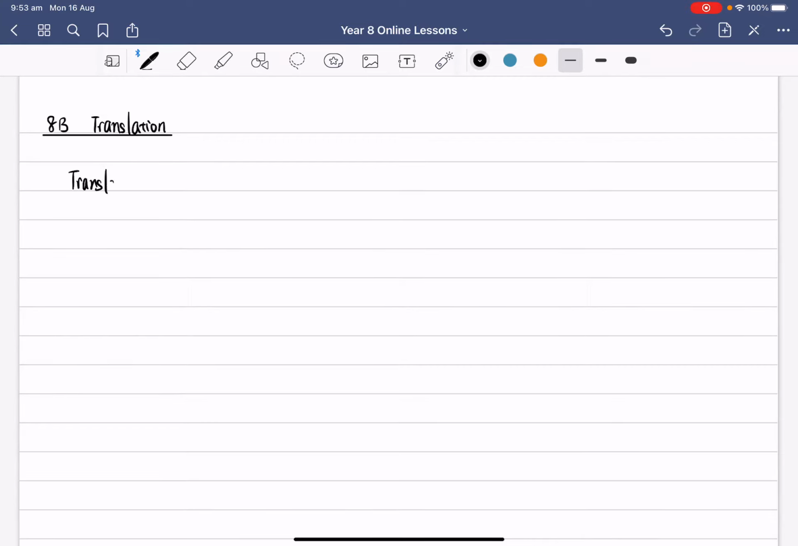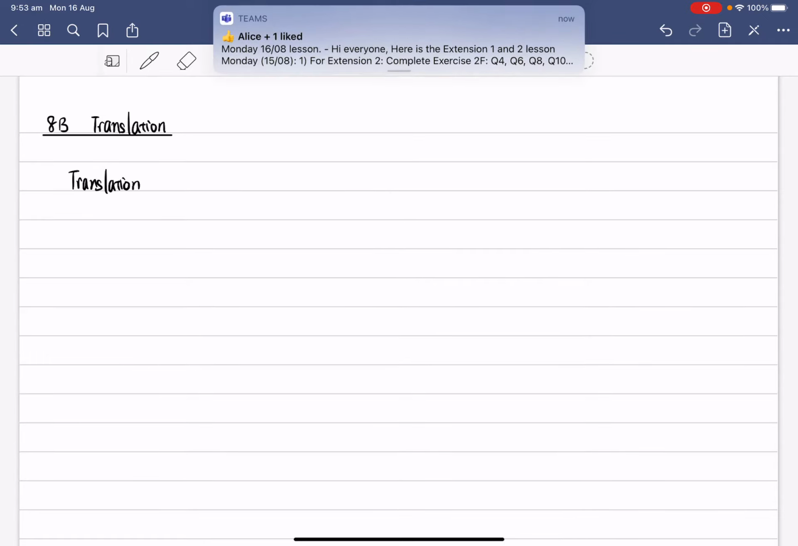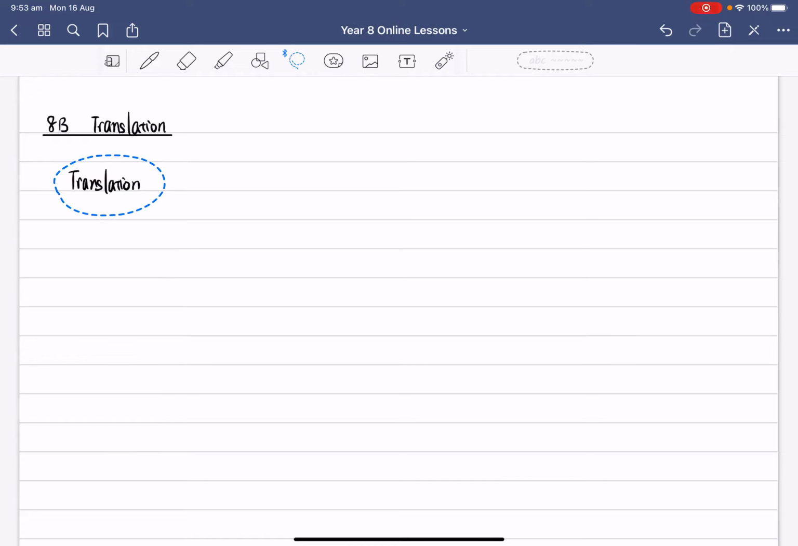Translation. Basically it's like a shifting. Imagine, for example, I have the word translation here. You actually shift the words horizontally, vertically, or in a diagonal direction, and that's what translation is about.